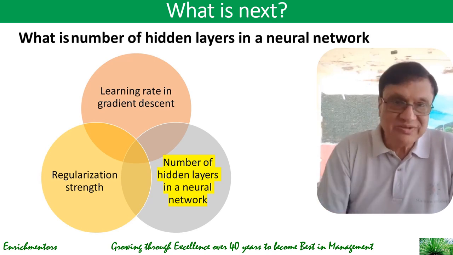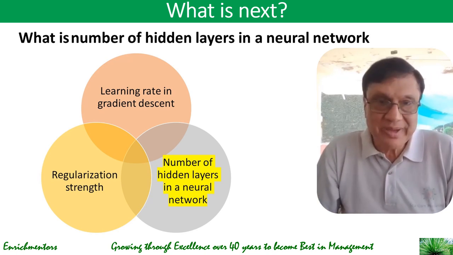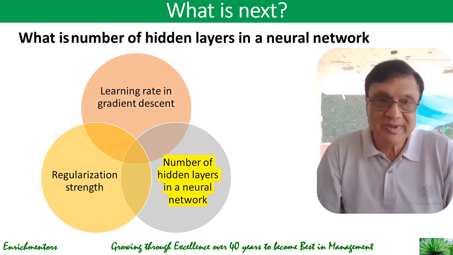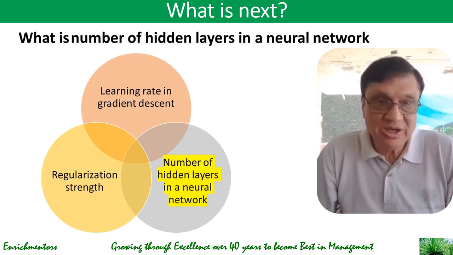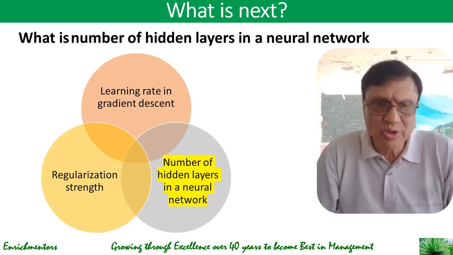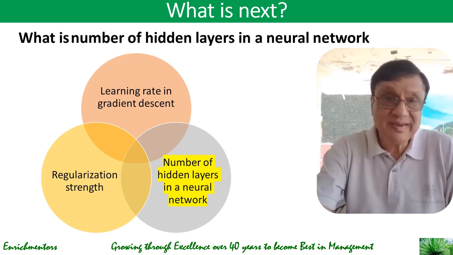So what is next? We will look at the second hyperparameter that can be used in tuning machine learning or deep learning models, which is the number of hidden layers in the neural network. It is more used in deep learning models.